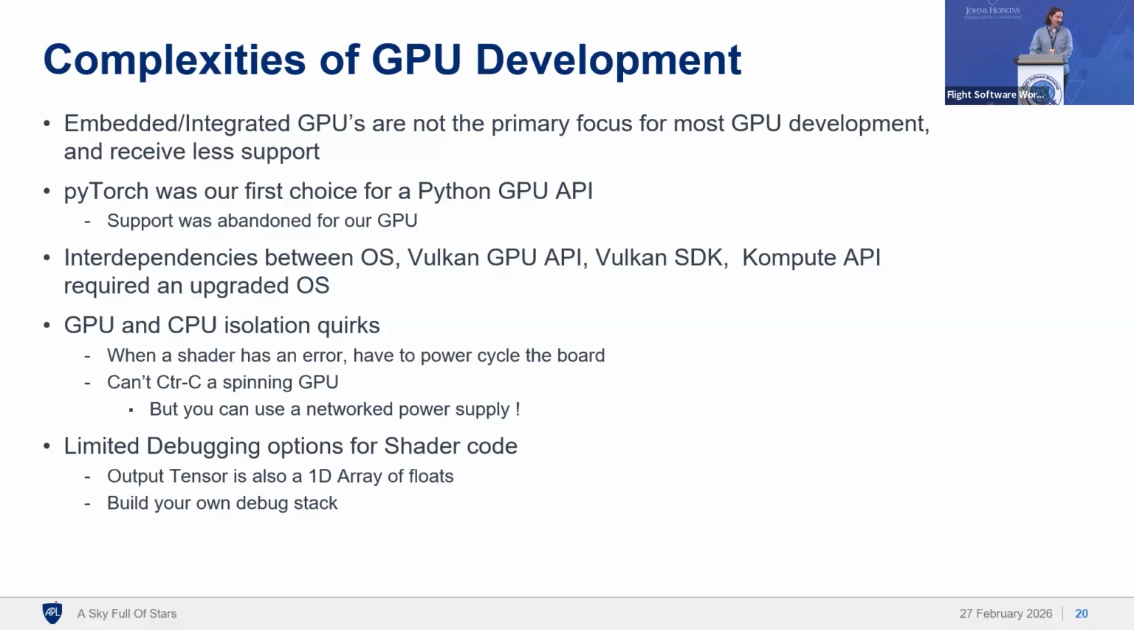When a shader has an error, you have to power cycle the board. You can't Control-C a spinning GPU, but you can use a networked power supply, which gets you close. There's also limited debugging options for shader code. Sometimes when I'm having a problem with it, it feels like I've got a microcontroller with one LED that blinks. It's really not the suite of tools I want. So we've had to build our own debug stack.